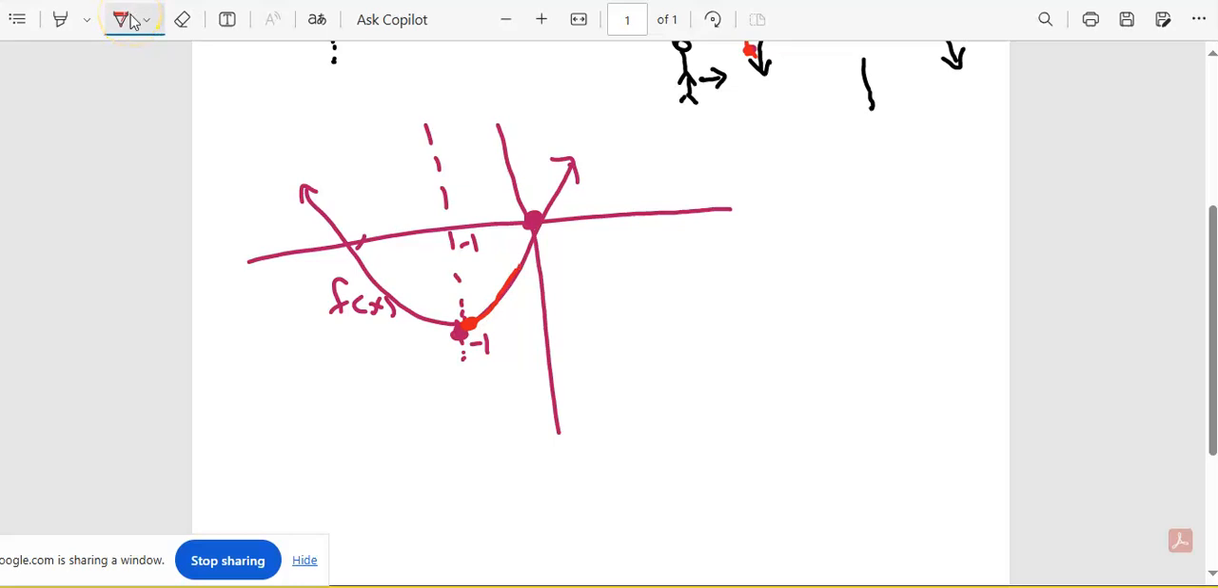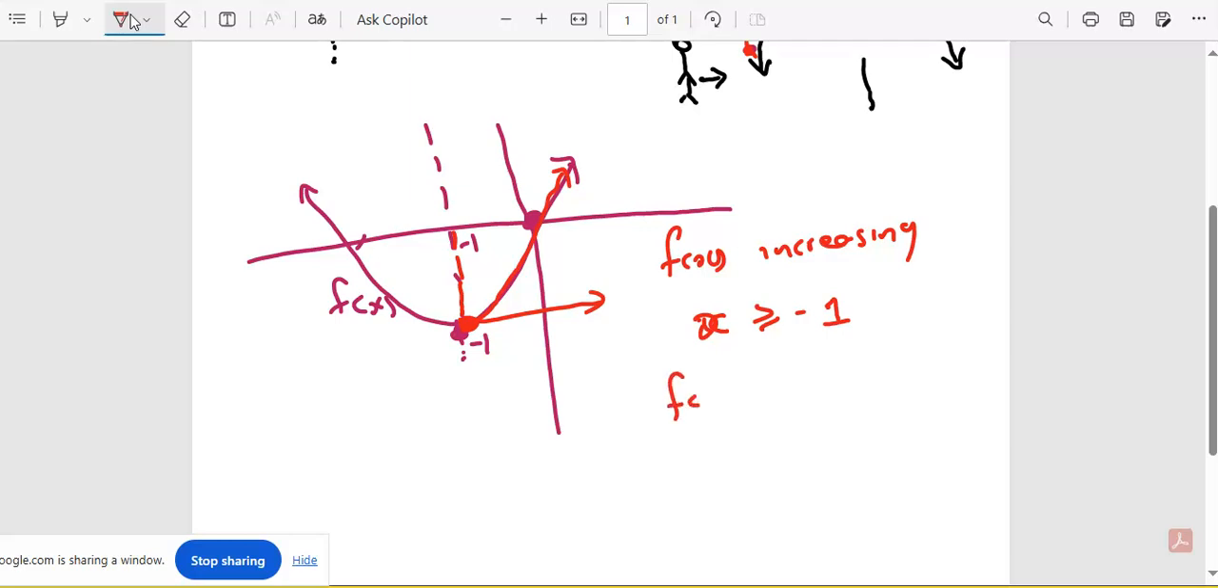When you are going uphill, you are increasing. So when they ask why f at x is increasing, just know that f at x is increasing if x is greater than or equal to -1. You understand? Because from this point going that side, f at x is increasing.